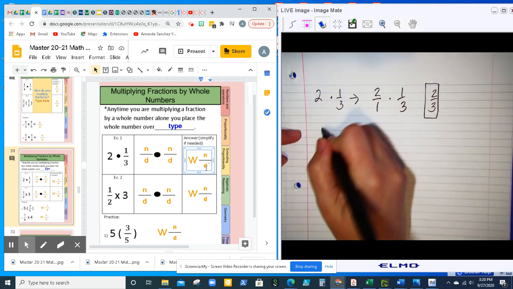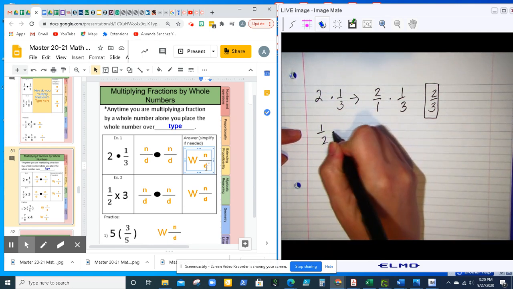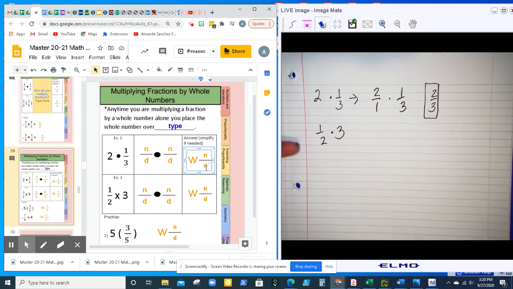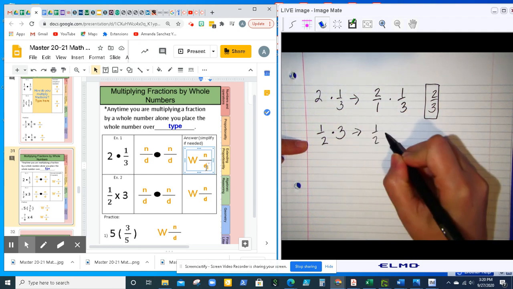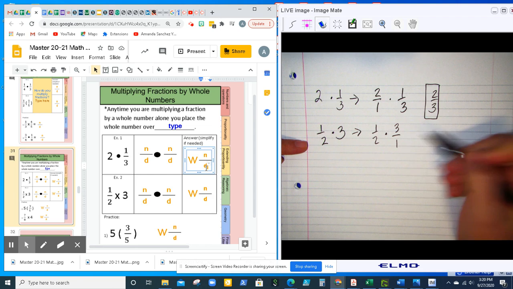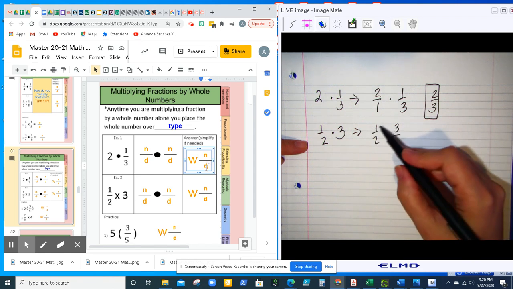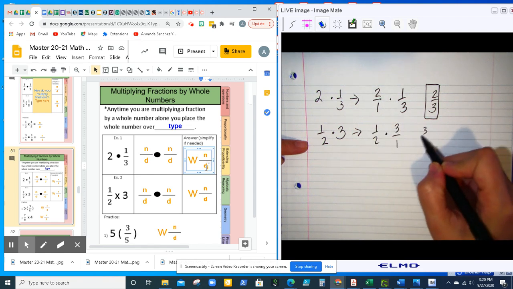The second one is 1/2 times 3. You might be able to even do this mentally. Well, what if you had a half of a candy bar and then you have 3 times that amount? Well, you have a half and then another half and then another half. So you do the math for 1/2 times 3 over 1, multiply across. 1 times 3 is 3, 2 times 1 is 2.